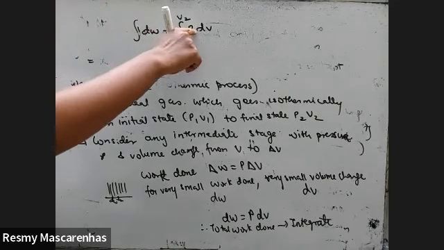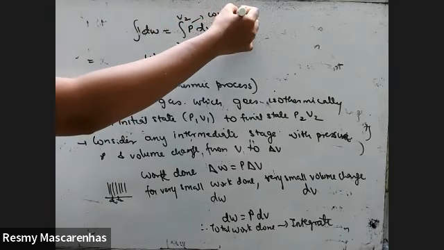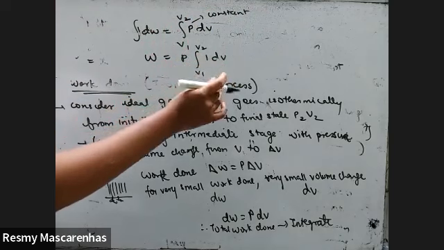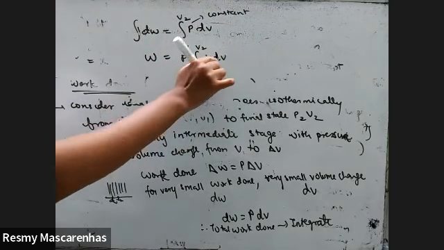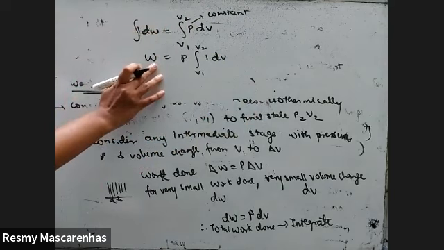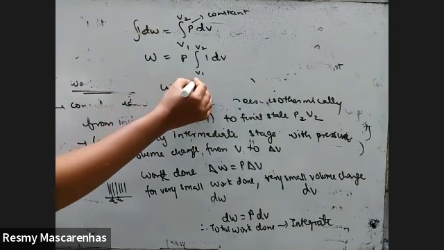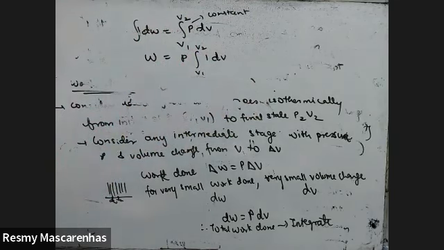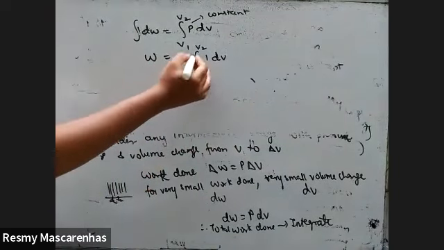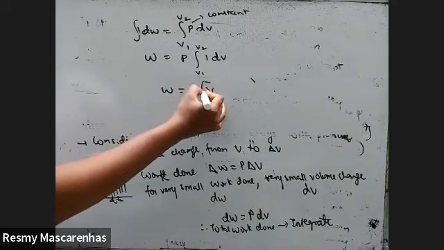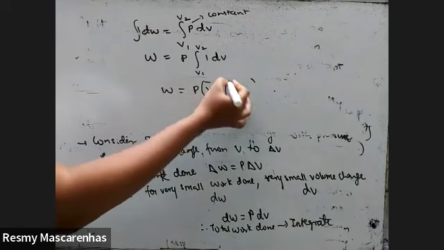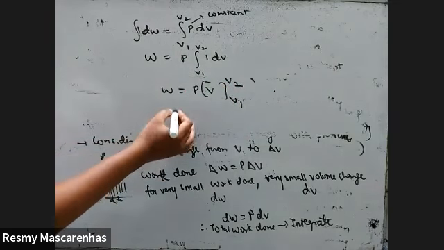Now P is a constant, so it will come out of the integral. So what remains is 1 dV. 1 with respect to dW was W, so 1 with respect to dV will be V. When you write the answer, the integral sign goes. This is from V1 to V2. Always higher limit minus lower limit.